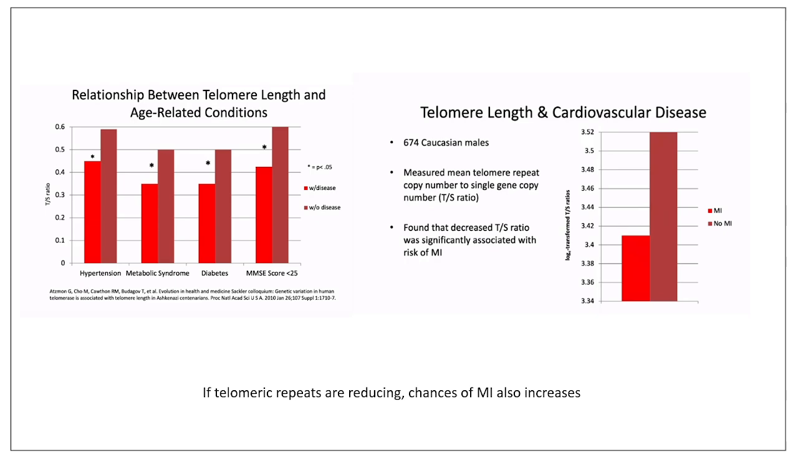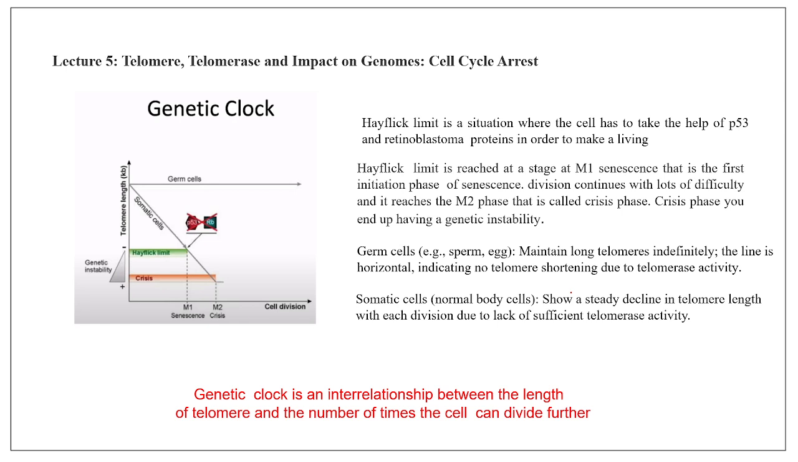So what you can see over here, with disease and without disease, hypertension without disease, you see that, and with disease you see that there is a decrease in the length of the telomeres when they are in diseased condition, and without disease condition the telomere length is high. So telomere repeats are reducing, then chances of MIR also increases. Here also you can see over here. Then comes the genetic clock.